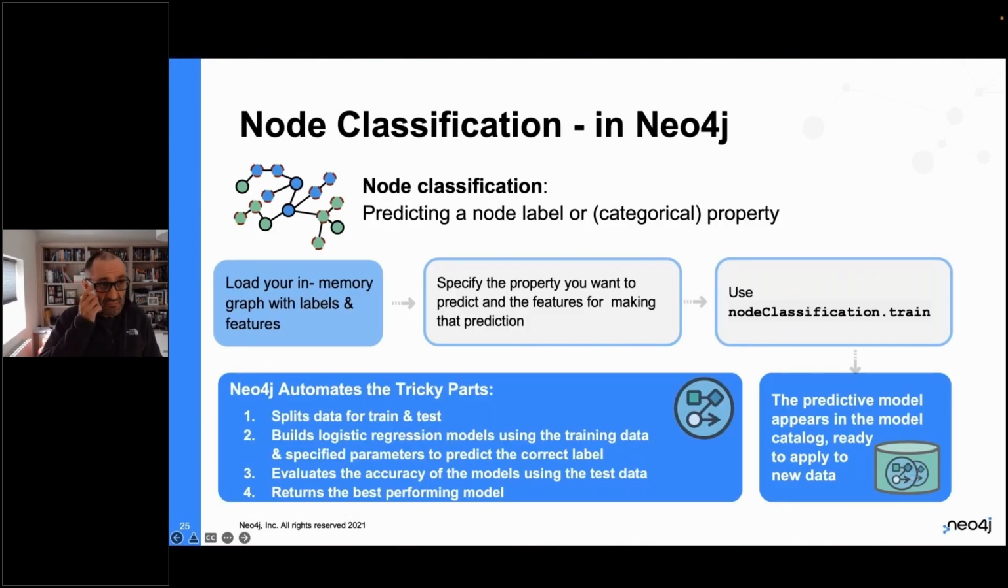In fact, it's so straightforward that all you need to do is call one procedure from a Cypher query, and Neo4j automates everything else for you. It splits train and test, it builds the logistic regression models with the training data, it evaluates the accuracy of the models, and it returns the best performing model. It's really straightforward. As I said, I'm a classically trained computer scientist. This should be out of my depth, but with Neo4j, actually even I can do this.